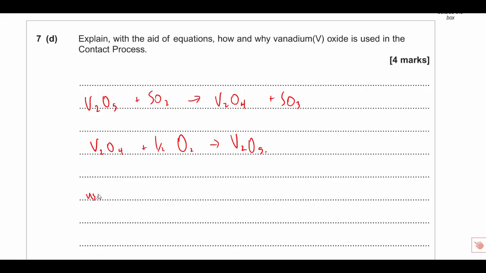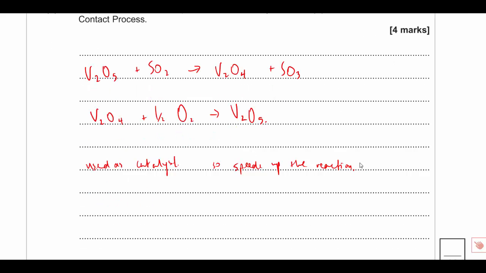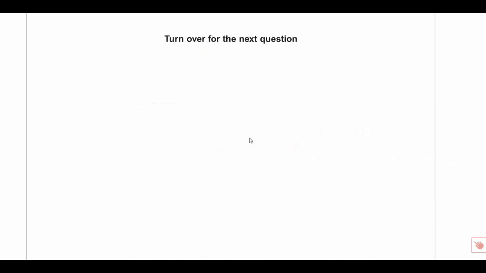So it's used as a catalyst. This is how it's used here. Why? Used as a catalyst, so it speeds up the reaction. Four fairly easy marks. If you can remember your equations, those two marks there are very easy to get. There's 20 marks on question 7.